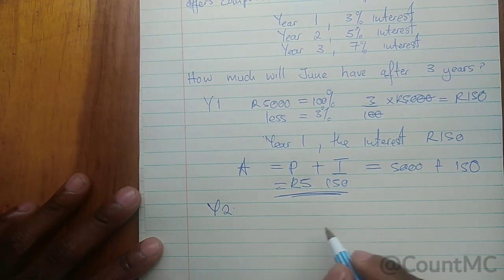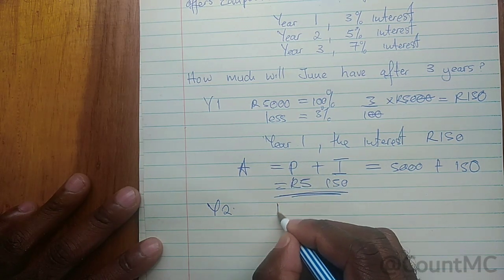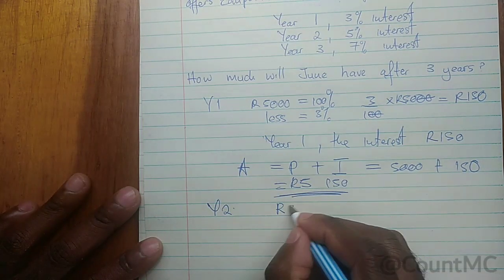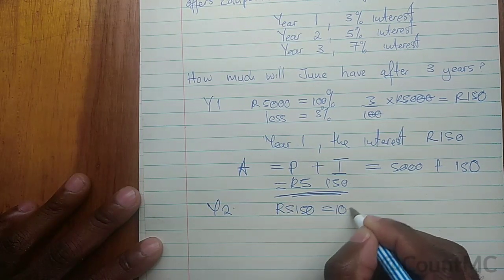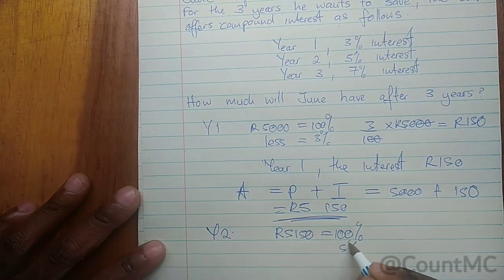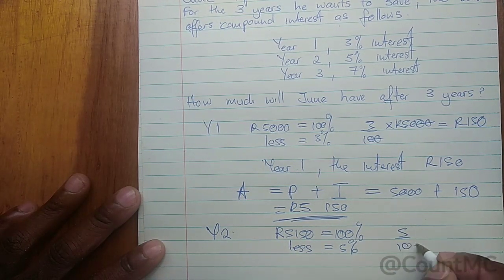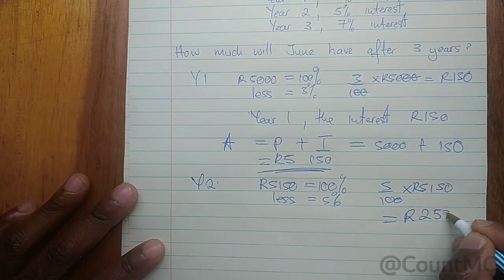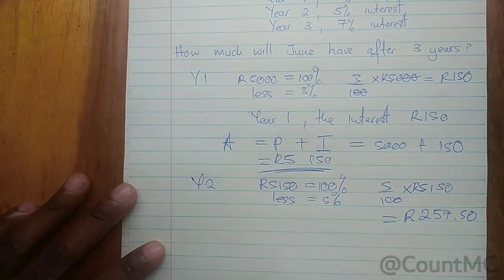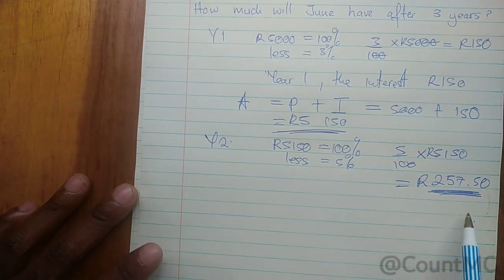So for year 2, this amount will be your principal when you are doing compounding. 5,150 will be your 100%. In year 2, they are offering a 5%. Now you are calculating 5% of this. So 5 over 100 of 5,150, you get 257 rands and 50 cents. So this is the interest for year 2.